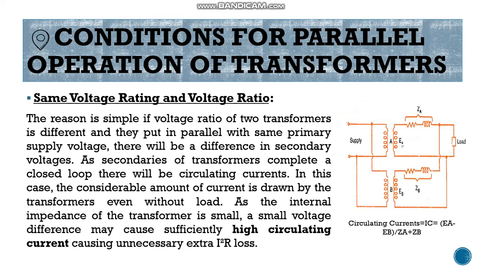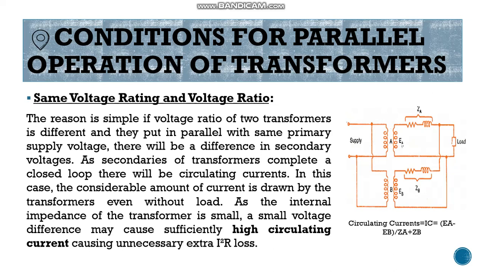The reason is simply, if the voltage ratio of two transformers is different and they are put in parallel with the same primary supply voltage, there will be a difference in secondary voltages. As the secondaries of the transformers complete a closed loop, there will be circulating currents. In this case, a considerable amount of current is drawn by the transformers even without load. As the internal impedance of the transformer is small, a small voltage difference may cause sufficiently high circulating current, causing unnecessary power loss.